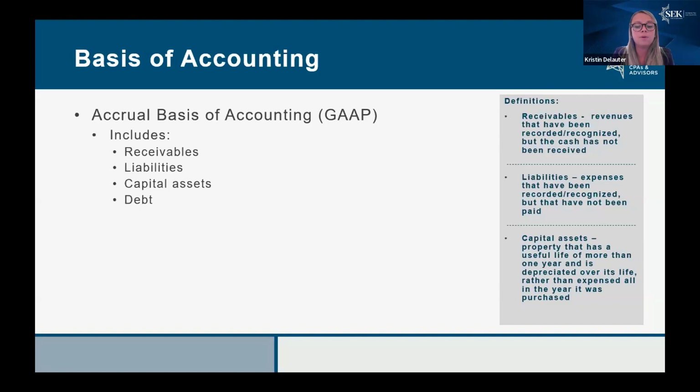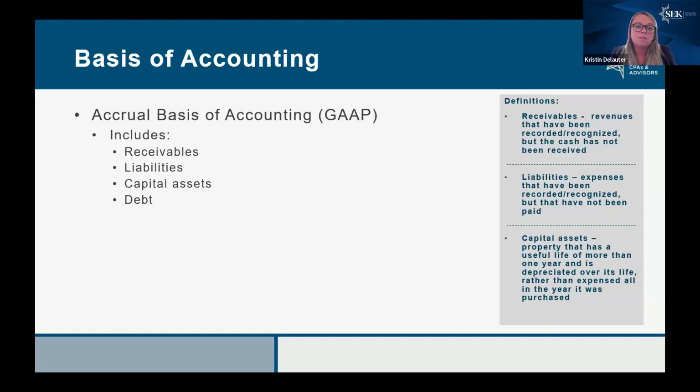Also included in liabilities would be items such as accrued wages. So that's accrued time for your employees' salary and benefits for any pay periods either ending prior to the end of the fiscal year or extending between the current fiscal year and subsequent fiscal year. You would accrue that time and record it as a liability and an offsetting expense on your financial statements.